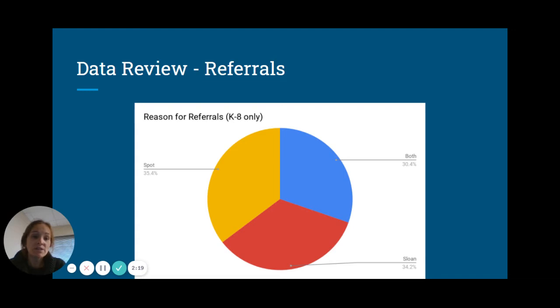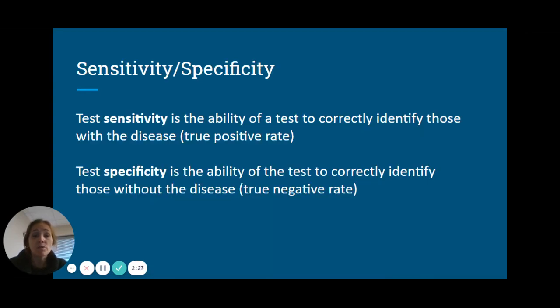But now we need to look at how sensitive those screening tools were. That is, how accurate were they in predicting whether a student actually needed a correction. So a quick reminder on terminology. Test sensitivity is the ability of the test to correctly identify those with the disease, or the true positive rate. Test specificity is the ability of the test to correctly identify those without the disease, or the true negative rate.